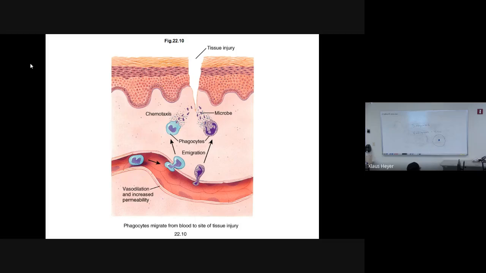Chemotaxis is when a chemical stimulates this response. Not everything is going to stimulate the response. That's not an important slide. I don't know why I'm on there.